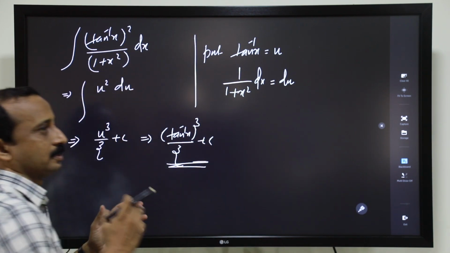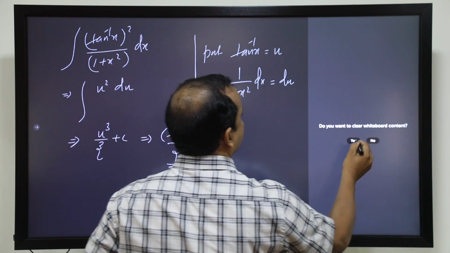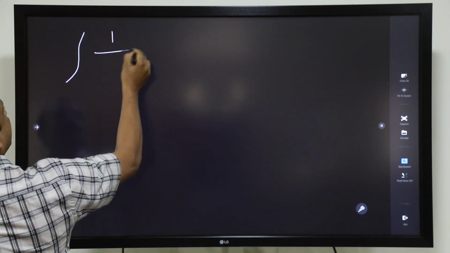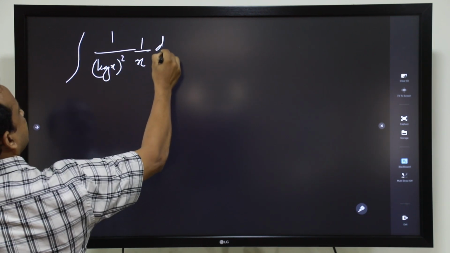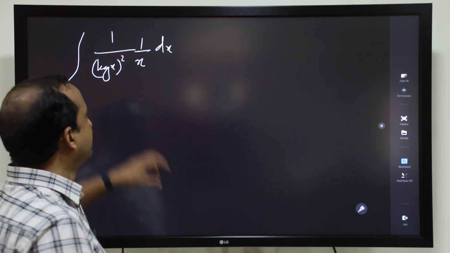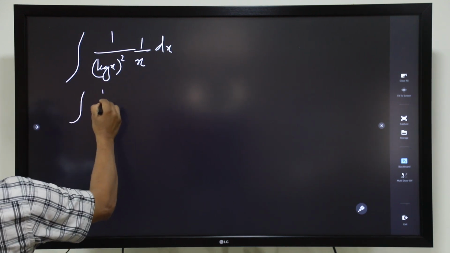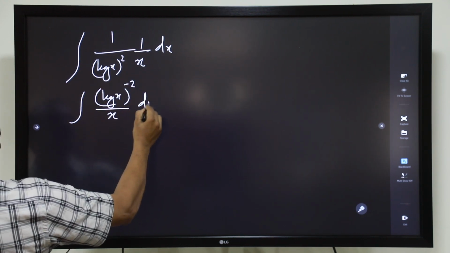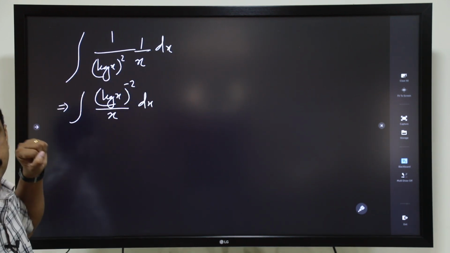Okay, this is similar to f of x into f dash x into dx. Okay, I write one more question. Integral of 1 by log x the whole square into 1 by x into dx. That is, log x the whole square means log x the whole raised to minus 2 into 1 by x into dx. Okay, which is of the form f of x raised to n, n corresponding value is minus 2.